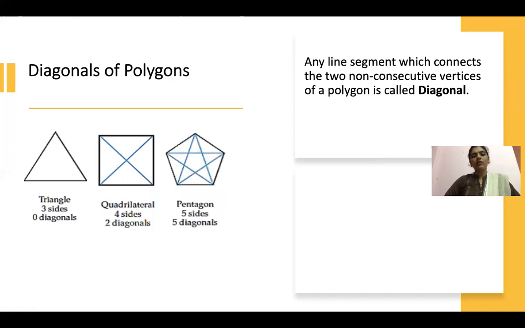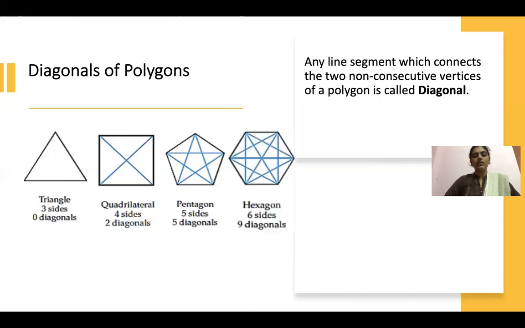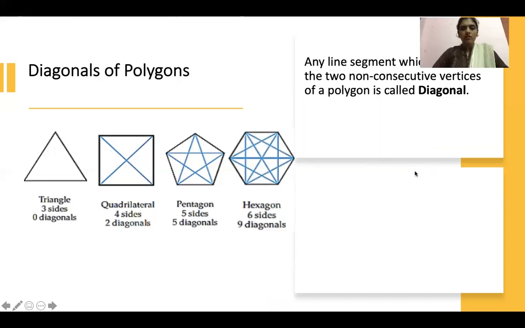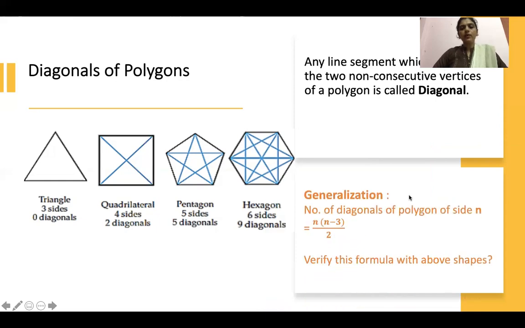In pentagon we have 5 sides and 5 diagonals. And in hexagon we have 6 sides and 9 diagonals. In general, we can say that for n-sided polygon, we have n into n minus 3 by 2 number of diagonals. We can easily calculate if we know the number of sides of a polygon. Put the number of sides of polygon in this formula, we can easily get the number of diagonals.